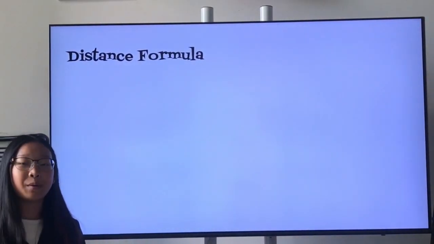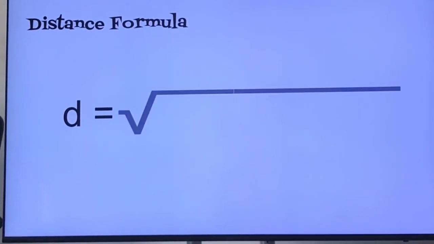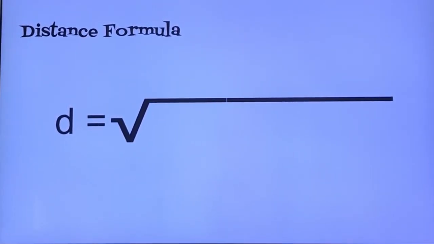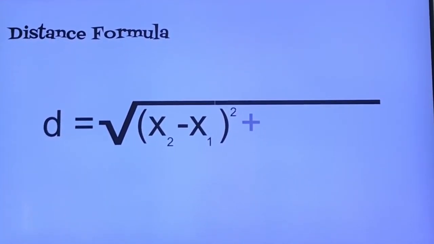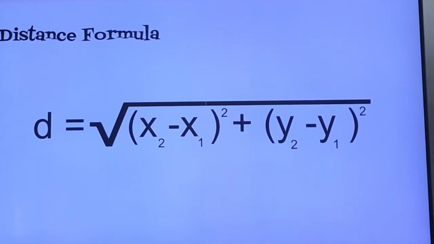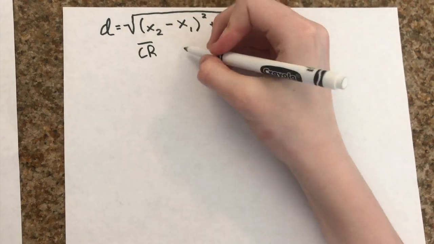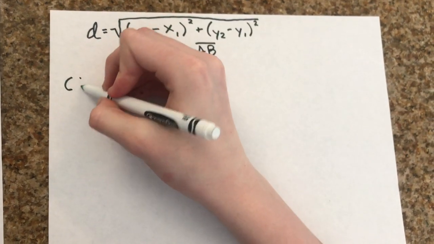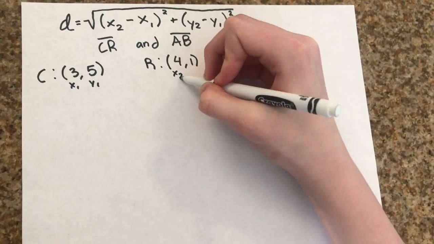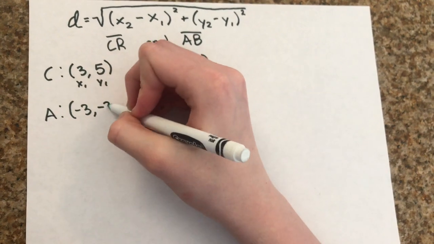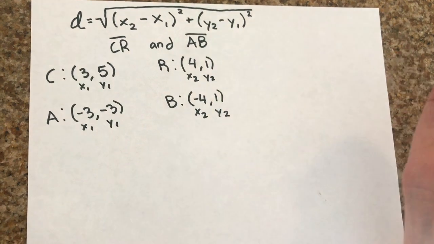So in order to find one pair of congruent sides, we need to use the distance formula. Distance formula: square root of x2 minus x1 squared plus y2 minus y1 squared. That's the distance formula. Okay, so here we have the distance formula, and we're going to be finding the distance of CR and AB. So first, let's write out the points. Point C is 3,5, point R is 4,1, point A is -3, -3, and point B is -4,1.